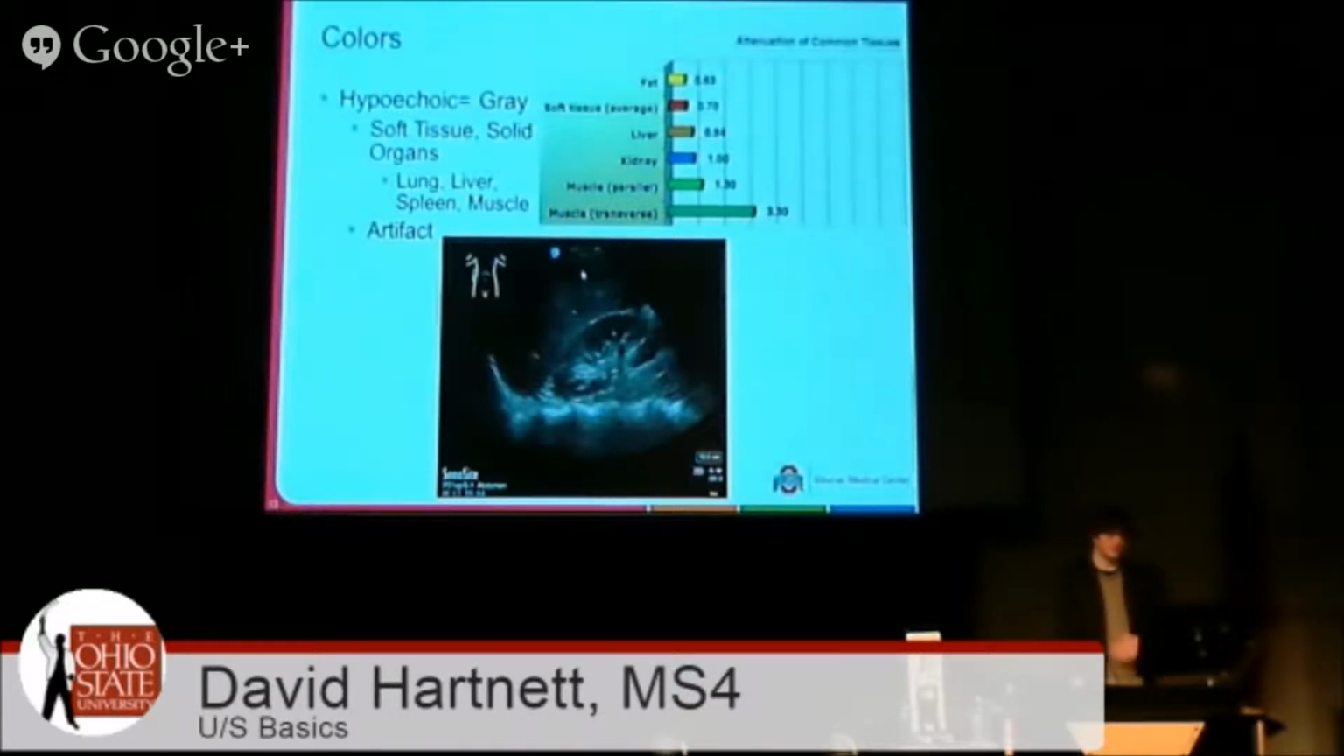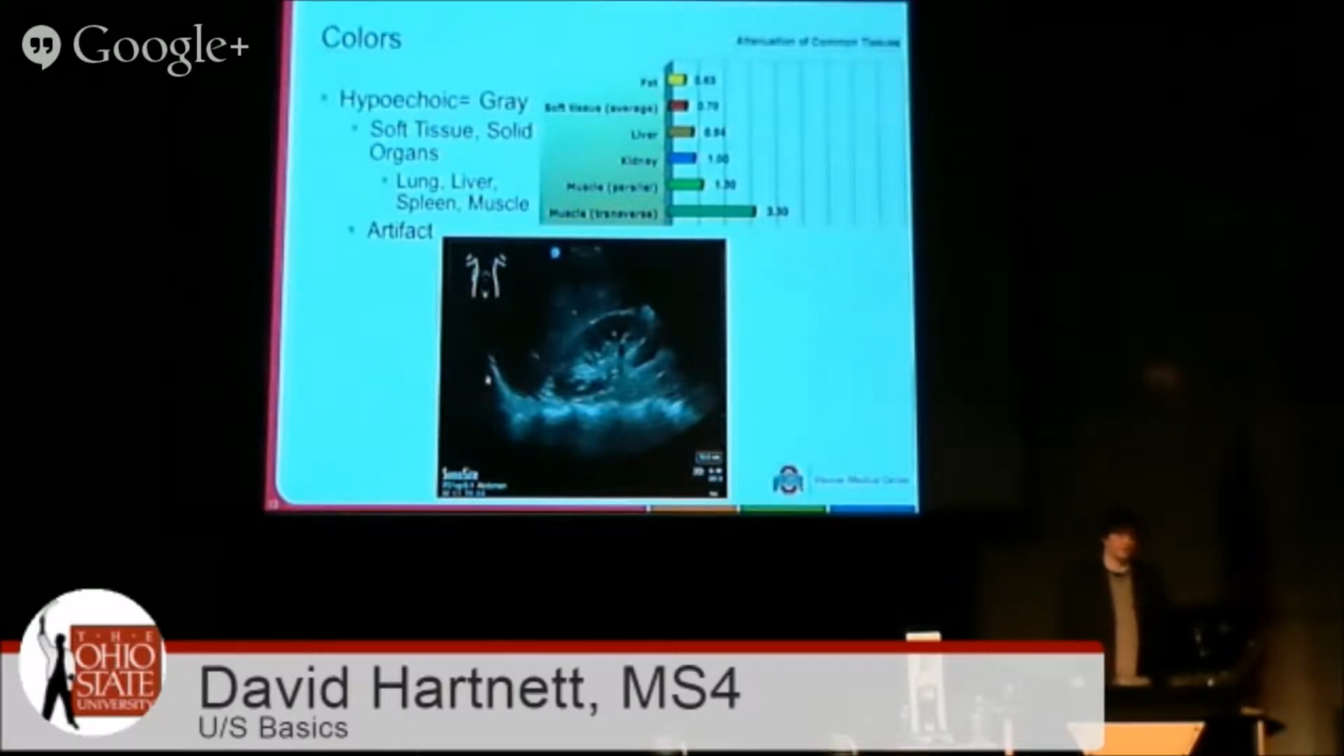So this is kind of a really classic view that we're going to come back to a couple of times. This is in the right upper quadrant. We see the liver here, and then we see the right kidney and the psoas muscle. So we have liver, kidney, and psoas muscle. They all have different appearances. They're all soft tissues. They're all hypoechoic in different ways. And then you can also have gray artifacts. Here we can see what we call a reflection artifact.